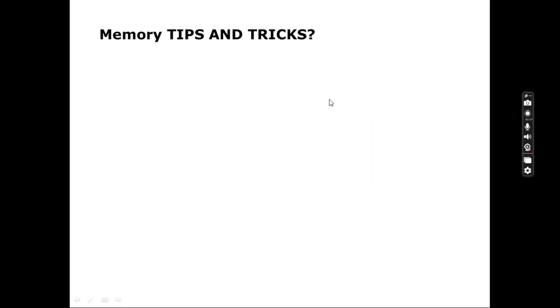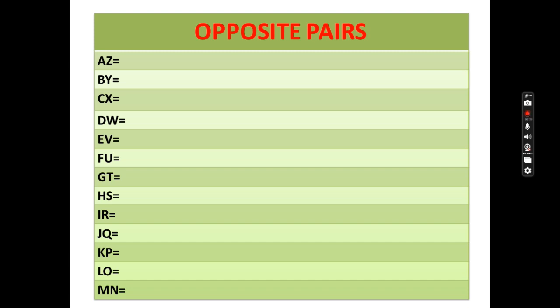Memory tips and tricks regarding how to remember the opposite pairs. Many of the students are asking, so I am saying these are very important. Once you understand the basics, by seeing the question itself you can understand that alphabets are related, and whether the logic related to opposite pairs, corresponding pairs, or some other logic is given. If you don't know these basics, it is highly difficult for you to do the problems.